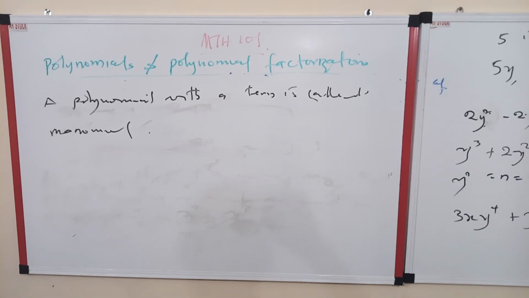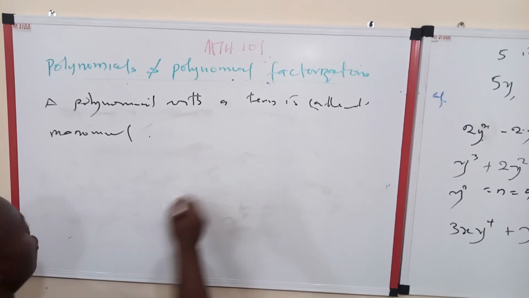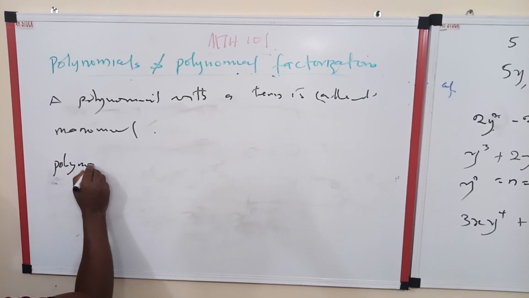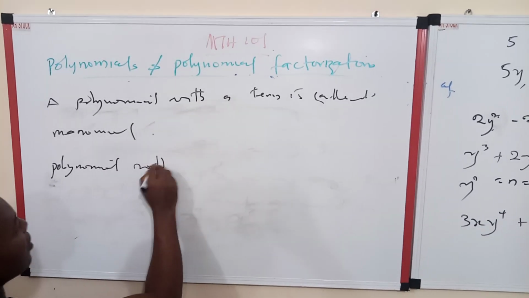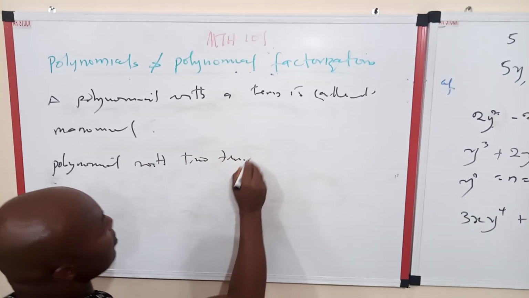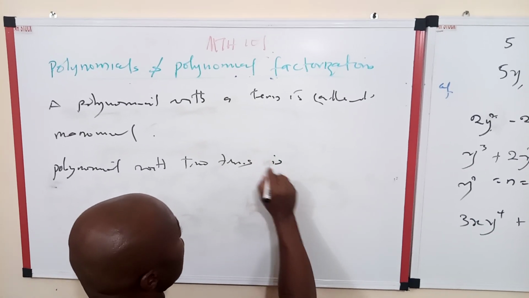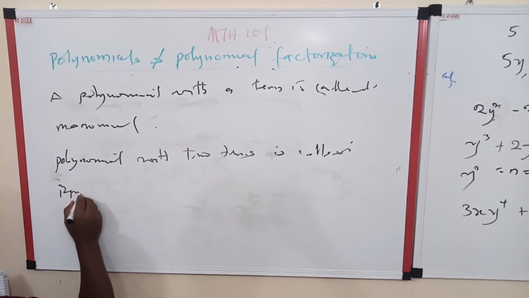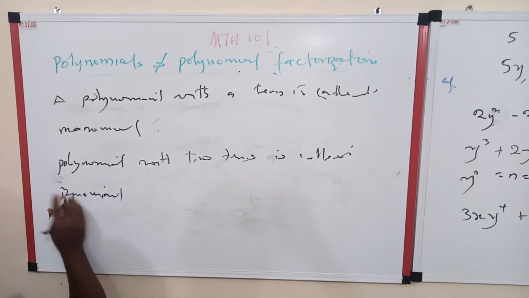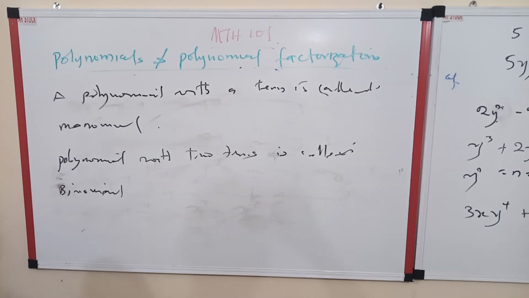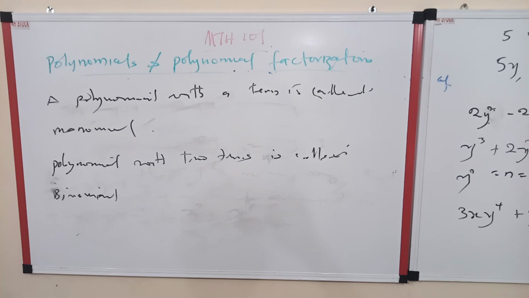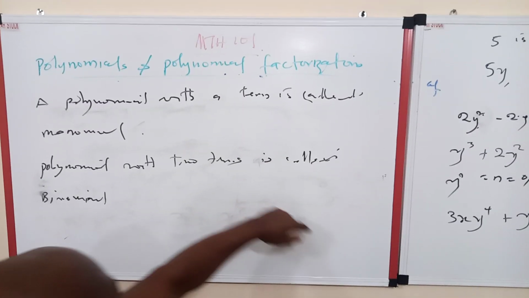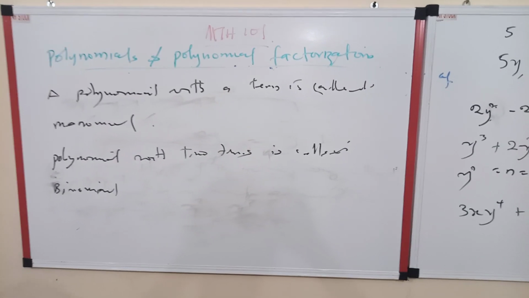Now, a polynomial with two terms is called a binomial. Now, a polynomial with three terms is called a trinomial, and so on. So sometimes when you are going through some of these textbooks, you might come across this monomial, binomial, and so on.